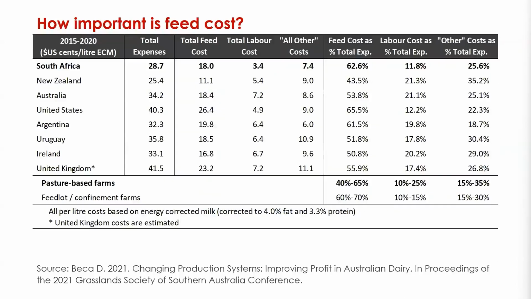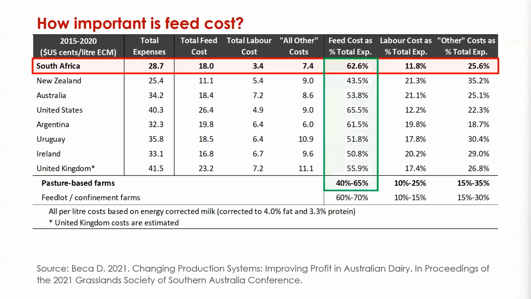So how important is feed cost? This table includes total expenses per litre in US cents for 8 countries in the first column, with this then split between feed cost, labour cost, and all other costs in the next 3 columns. The final 3 columns report these 3 cost centres as a percent of total expenses. Feed cost is the largest cost centre by a wide margin for all countries, comprising 40 to 65% of total expenses. South Africa's feed cost is the highest of the pasture-based countries at around 60 to 65% of total expenses, which is our first glimpse of the elephant I mentioned earlier.